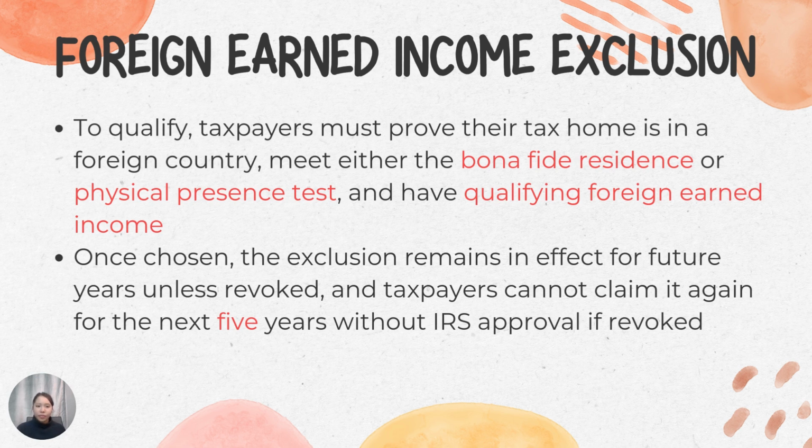To qualify for the foreign earned income exclusion, taxpayers must, number one, prove that their home is in a foreign country, number two, either meet the bona fide residence or physical presence test, and number three, have qualifying foreign earned income. And these are three tests to get the foreign earned income exclusion that we're going to be talking about throughout this lesson. Once chosen, the exclusion remains in effect for future years unless you revoke it. And the taxpayers can't claim it again for the next 5 years. So if you revoke it, you have to wait 5 years before invoking it again.